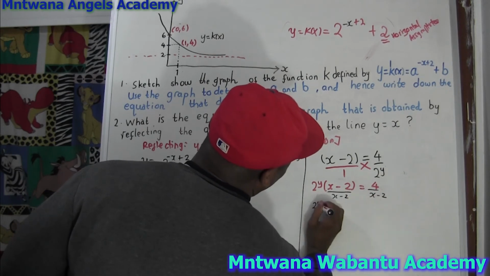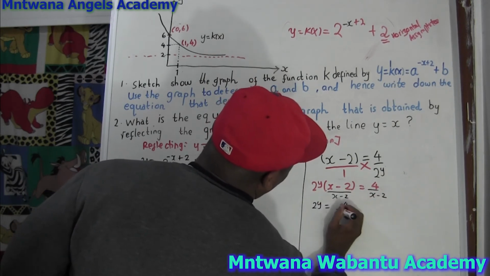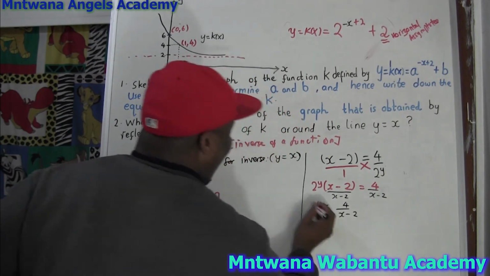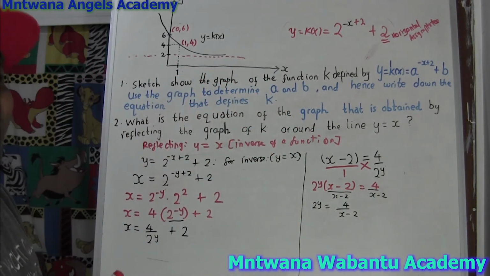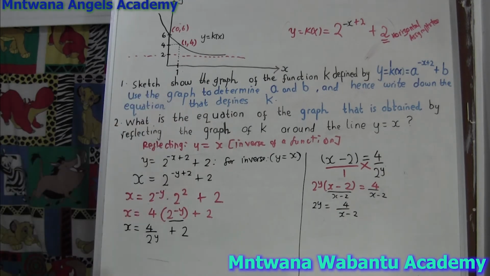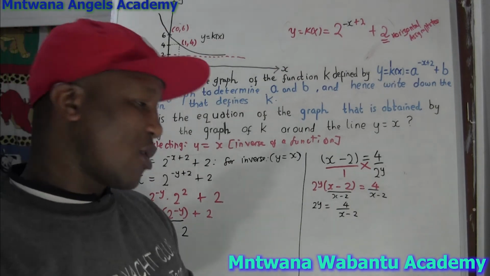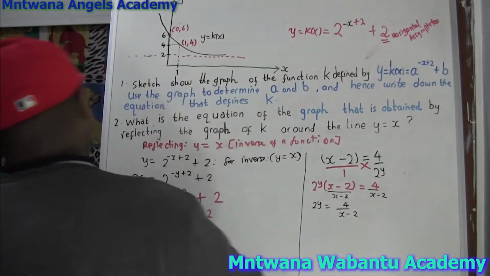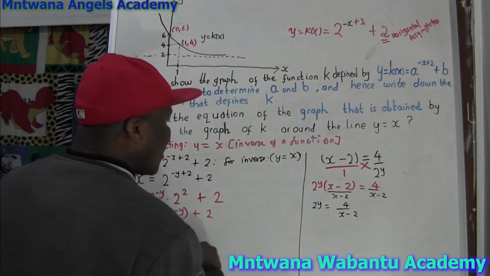So we have 2^y equal to 4 over x minus 2. How do you want to make y the subject? You must apply logarithm there. Either you apply logarithm or log. Because if you change something from exponential, most of the time it is the logarithm function. From exponential to logarithm. So I want to apply log throughout.